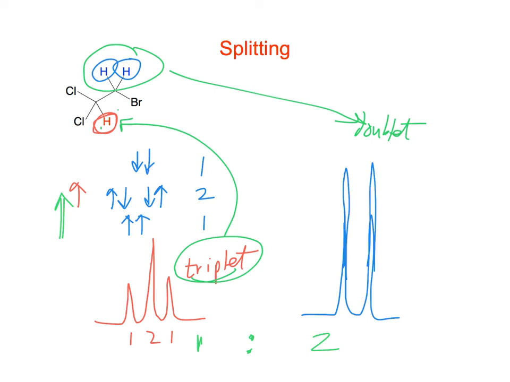Question. When you're referring to these doublets, would they have greater integration because there are two of them, so would they be higher? Right, the doublet, yeah, that's what I was trying to show down here. This number, 1 to 2, refers to the integration. So the doublet, because it's worth two protons, would have twice the area. Yeah, you're exactly right. Okay, everybody get that? Any other questions?